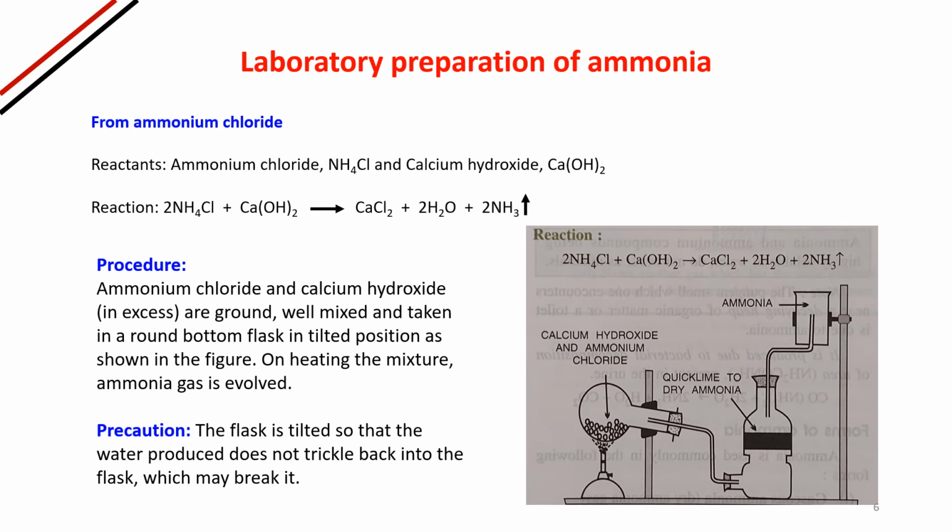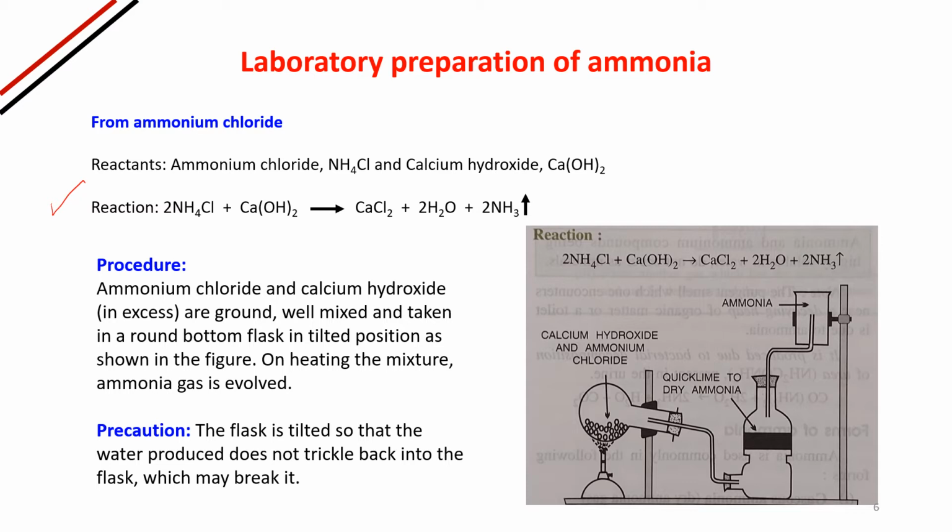Laboratory preparation of ammonia. In the laboratory, ammonia is prepared by the reaction of ammonium chloride and calcium hydroxide. See the reaction here. 2NH4Cl plus Ca(OH)2 gives you CaCl2 plus 2H2O plus ammonia gas will come out.